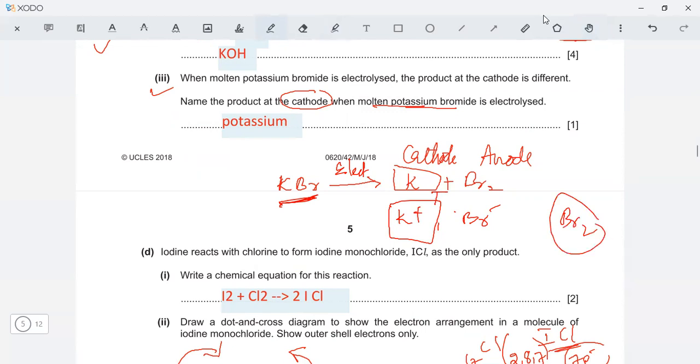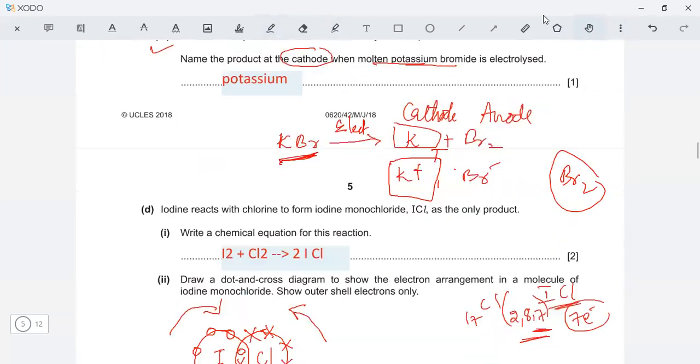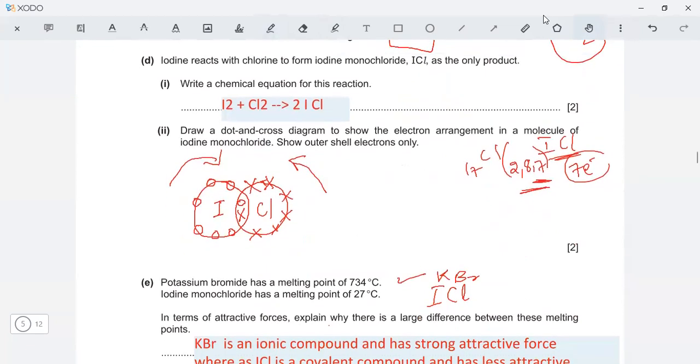Very good. The next one: iodine reacts with chlorine to form iodine monochloride, ICl, as the only product. First bit, write the chemical equation for the reaction. It is very simple: iodine plus chlorine gives rise to iodine chloride. Just balance the chemical equation. So how are you going to balance it? Just look at it.